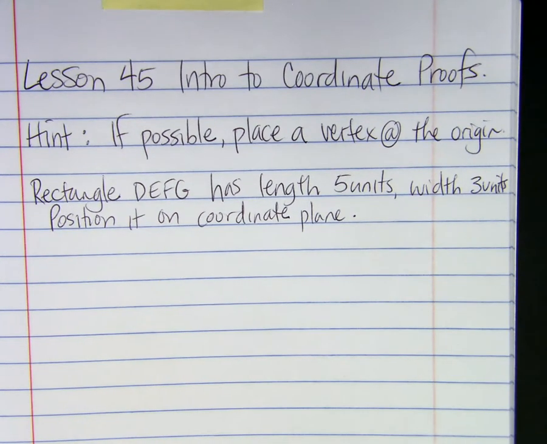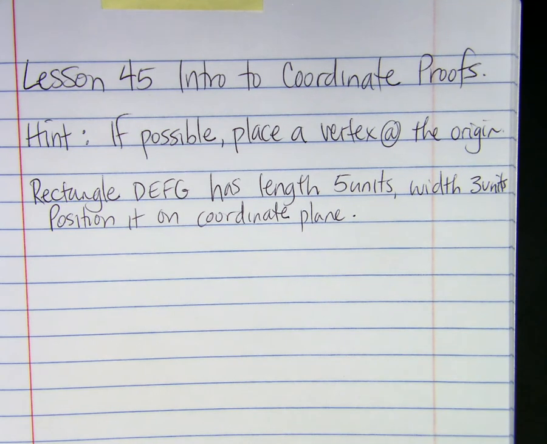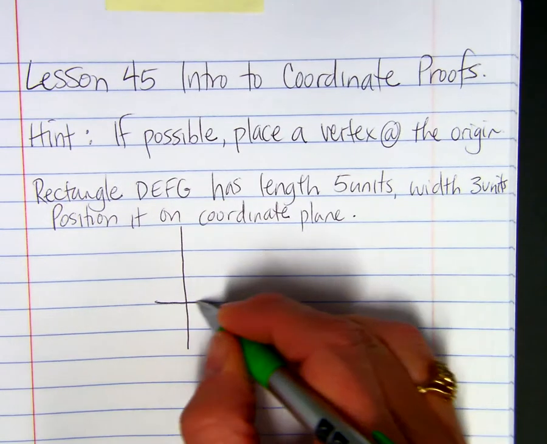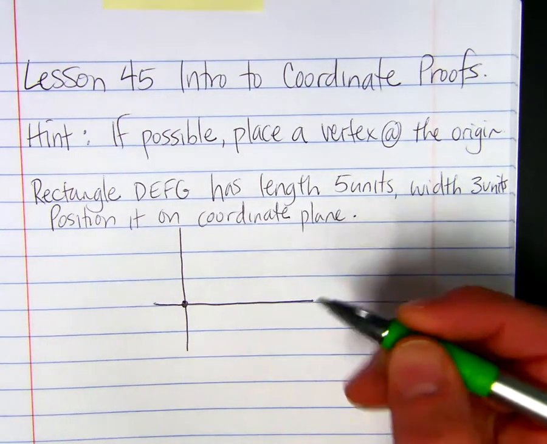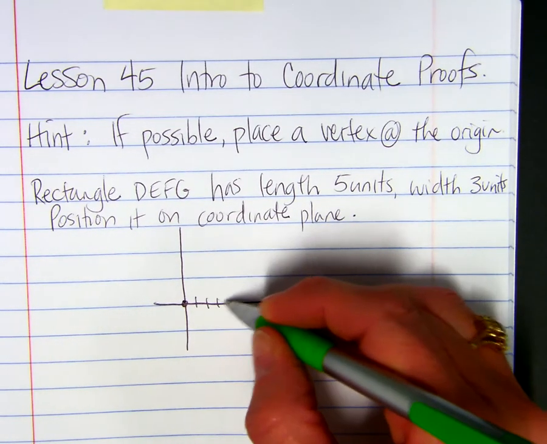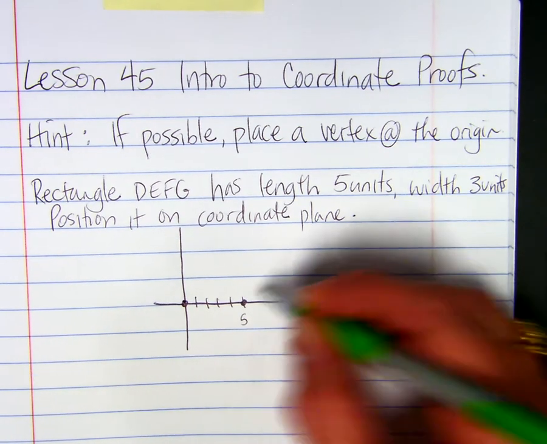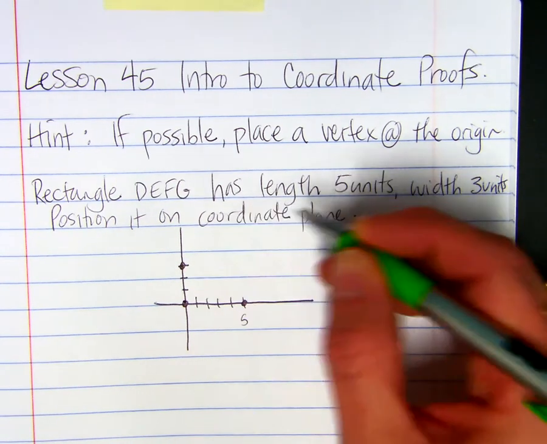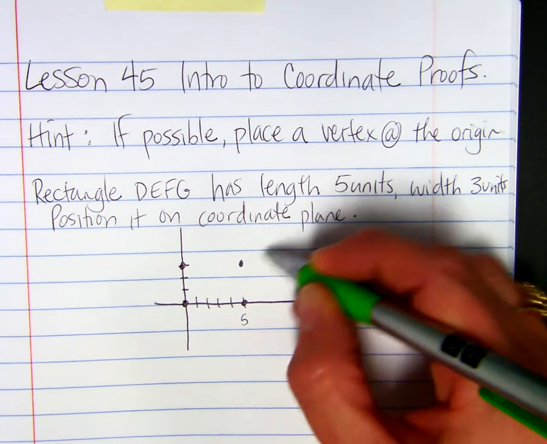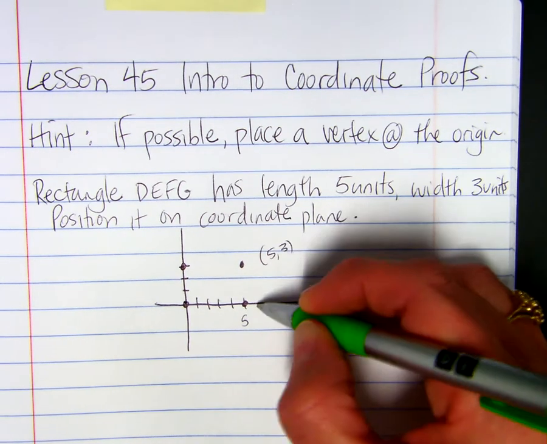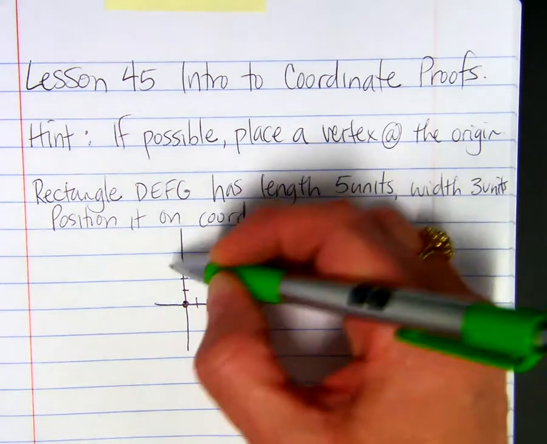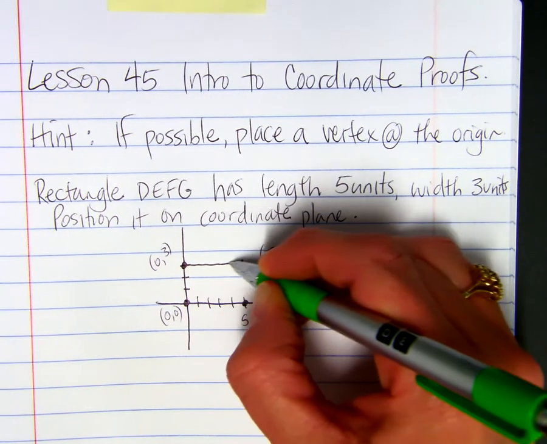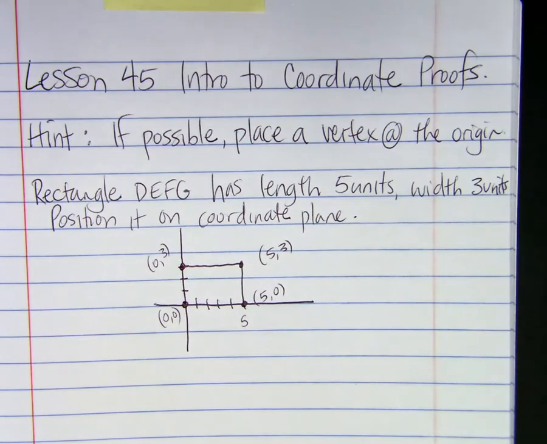Now this is not a proof, it's just, put it on a coordinate plane. And it's just a lot easier if you put one of the vertices at 0, 0. The length is 5, so we go over to 5 on the x-axis. The width is 3, so we go up to 3. Put a coordinate there, and then at the point 5, 3 would be your point. And there's the 4 coordinates drawn on the coordinate plane.